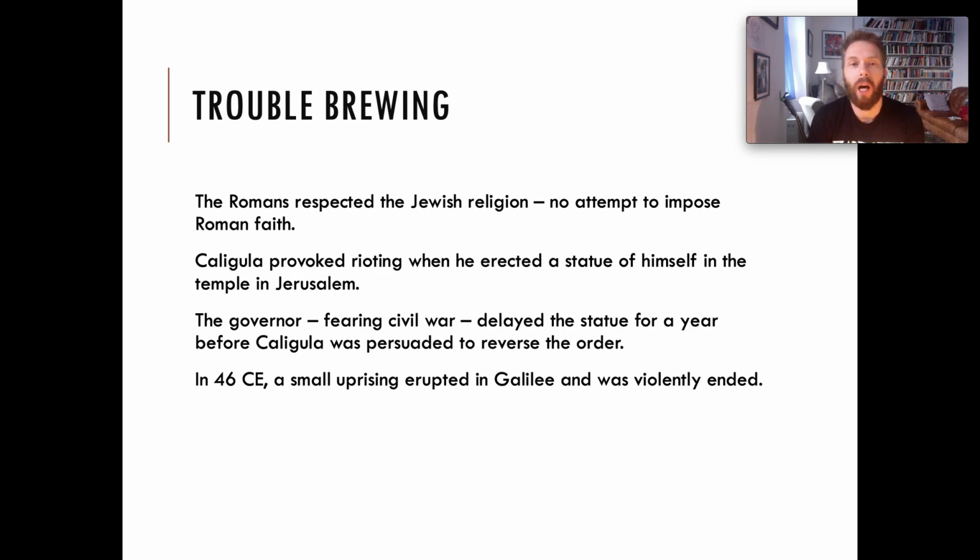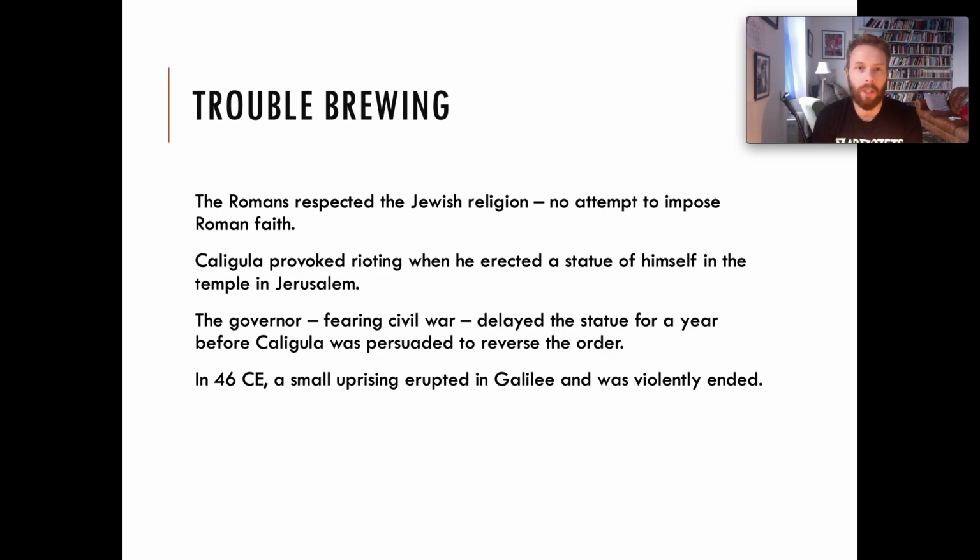The governor of the time managed to delay Caligula, and then at the end of the year he was actually persuaded to reverse the order. Again, though, the sense of Romans not judging the situation with sensitivity, leading to rioting.